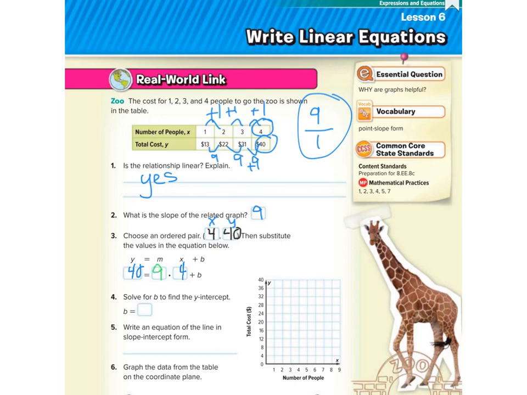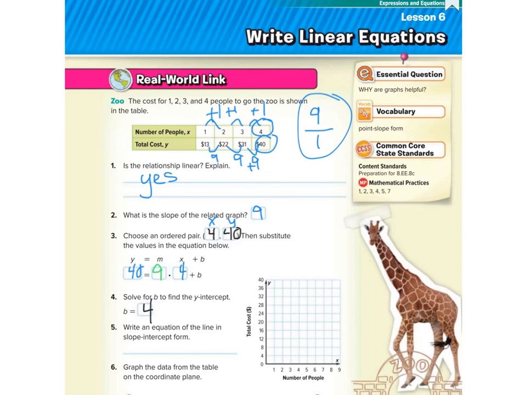Now we have to solve for b. I know that 9 times 4 is 36, and so I have to get b by itself, so I have to subtract 36 from both sides. 40 minus 36 is 4, so b is 4. So that's our y-intercept, it's 4.